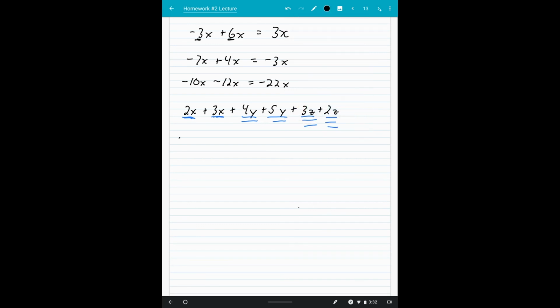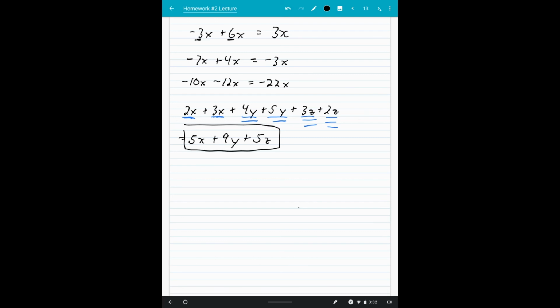2x plus 3x makes 5x. 4y plus 5y makes 9y. 3z plus 2z makes 5z. This would actually be your final answer. We can't combine any further because x, y, and z are different variables.